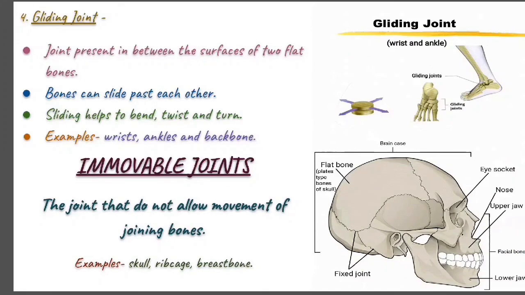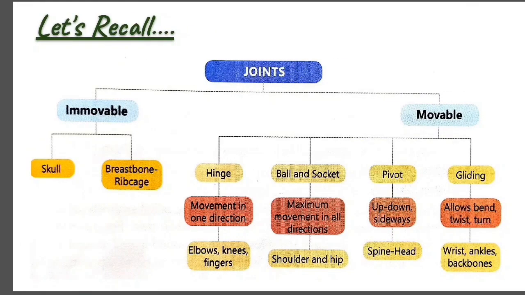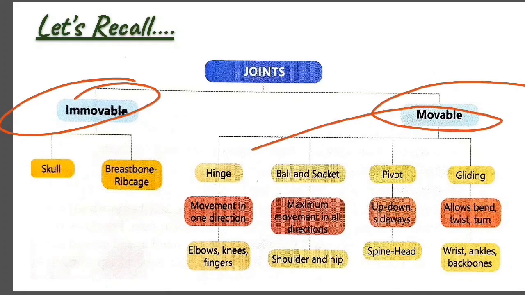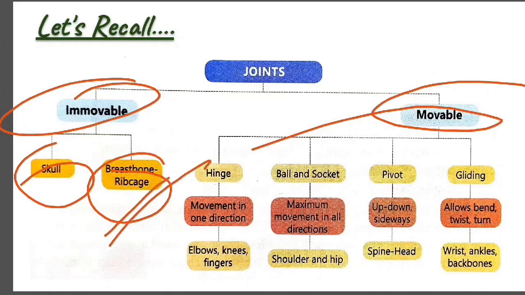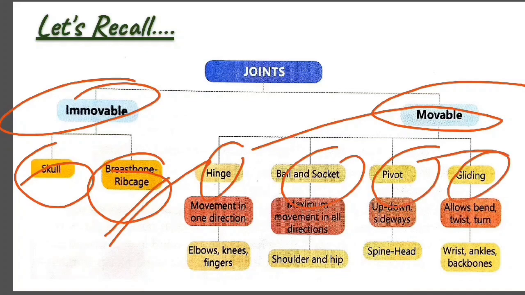Now here again I have made a table which shows both types of joints: first is immovable, then movable. We have skull, breastbone and rib cage as immovable. And movable joints are hinge, ball and socket, pivot and gliding. Hinge is just like a door, so it moves in one direction. Ball and socket gives maximum movement in all directions, pivot allows up and down and sideways movement, and gliding allows bending and twisting. And these are all the examples.